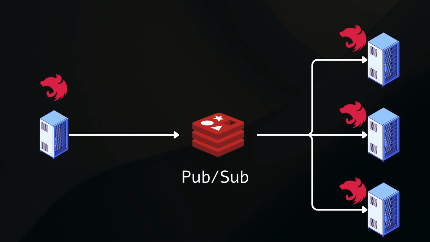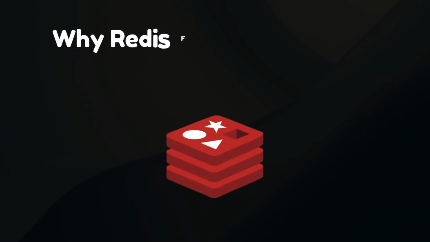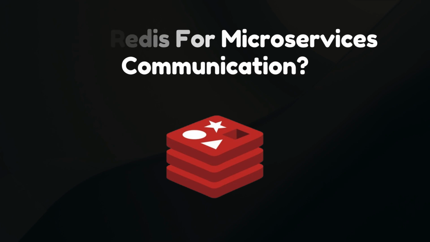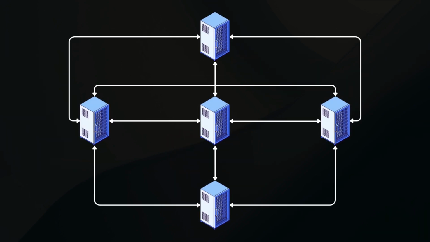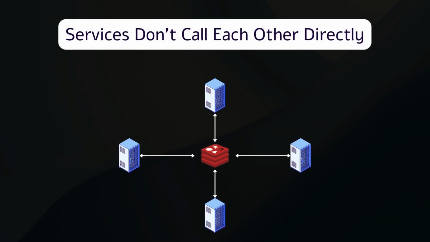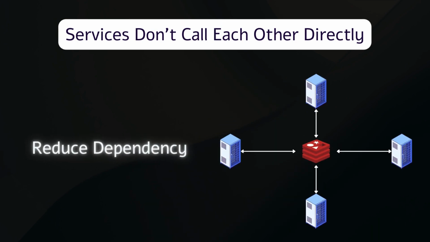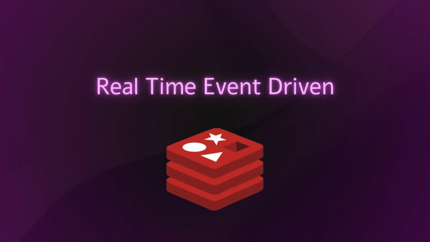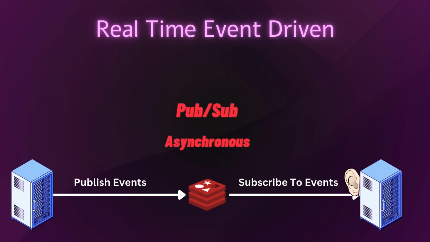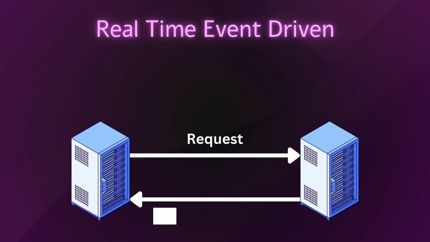So before getting into the code, let me answer this question: why should we use Redis for microservices communication? In a microservices architecture, services need to exchange data efficiently without being directly dependent on each other. So here, Redis helps by decoupling services. Services don't call each other directly, and this reduces the dependencies between them. It also enables real-time event-driven communication. In this pattern, microservices can publish and subscribe to events instead of making direct API calls.